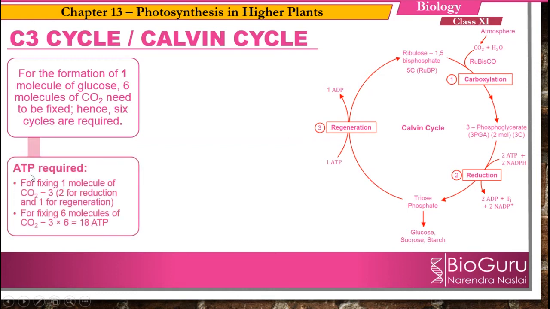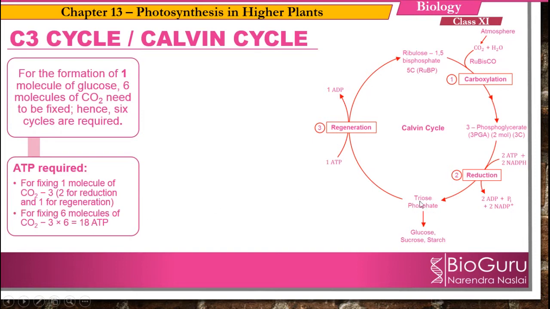How many ATPs are required in order to synthesize one glucose molecule? Here, for fixing one molecule of carbon dioxide, 3 ATP are utilized. Where are the 3 ATP utilized? 2 for reduction. In the reduction step, 2 ATPs are utilized. Then 1 ATP for regeneration.